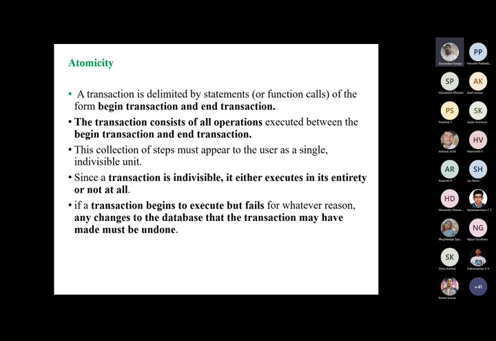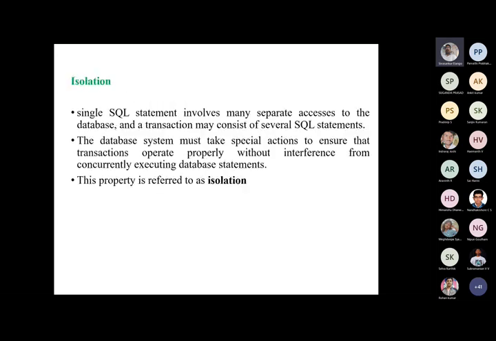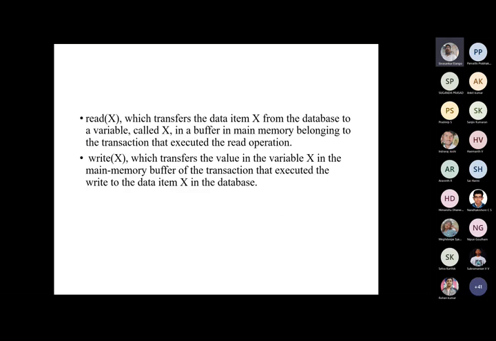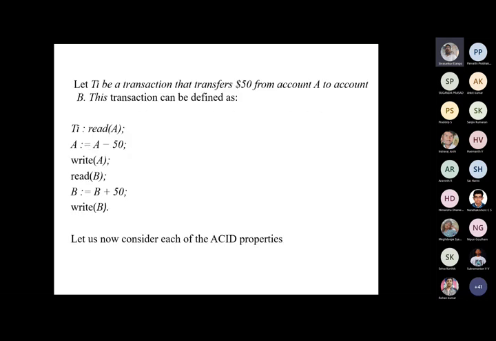So let us see an example for transaction. You can visualize first a transaction, right? So this is an example for a transaction. You are going to debit account A and you are going to credit account B. So T1 is a transaction that transfers $50 from account A to account B. So the transaction can be defined as T1.